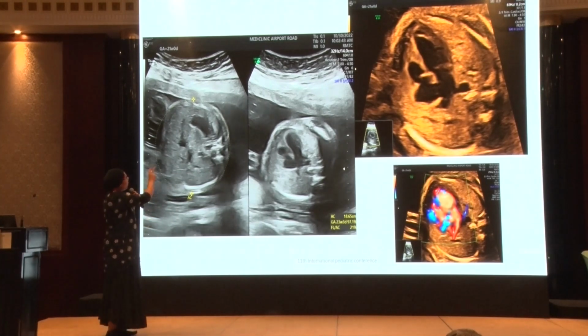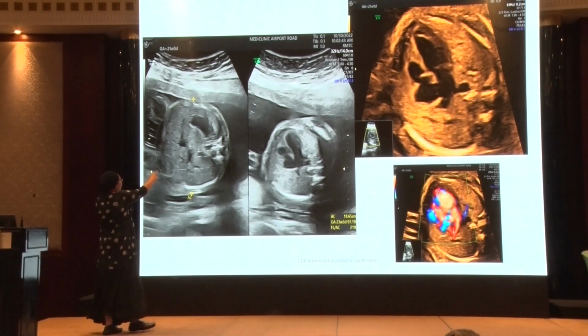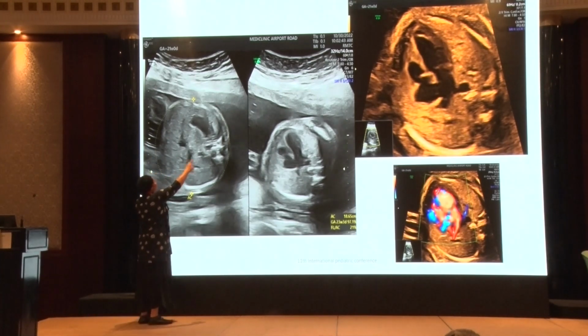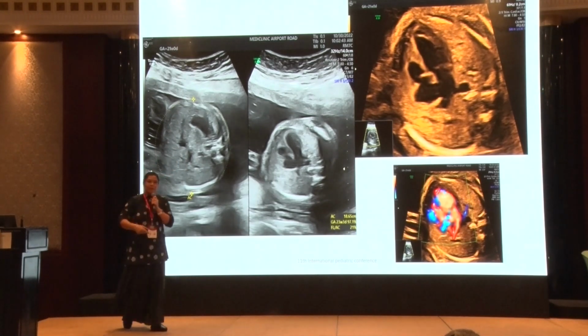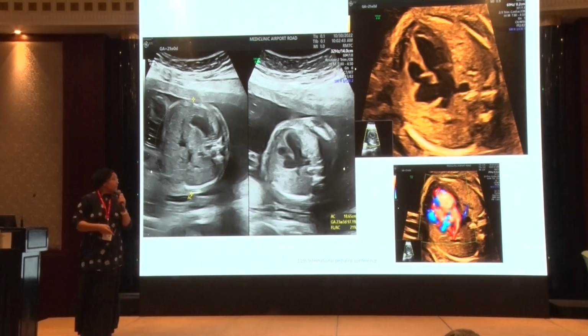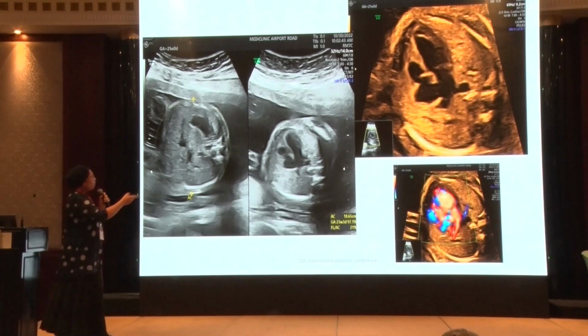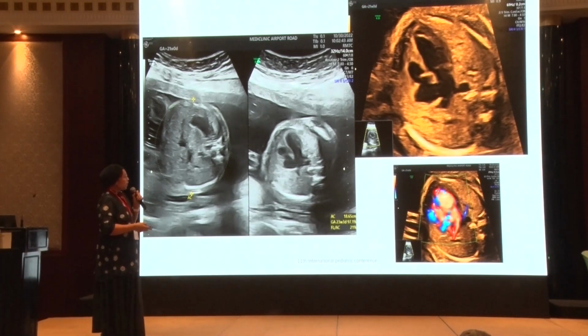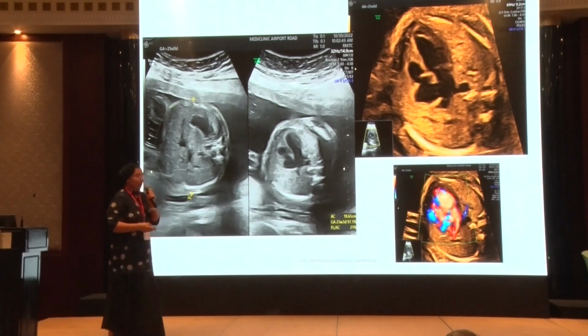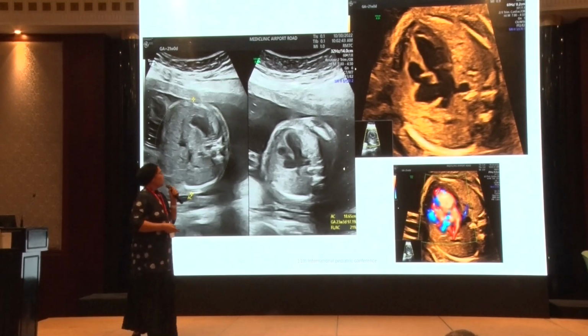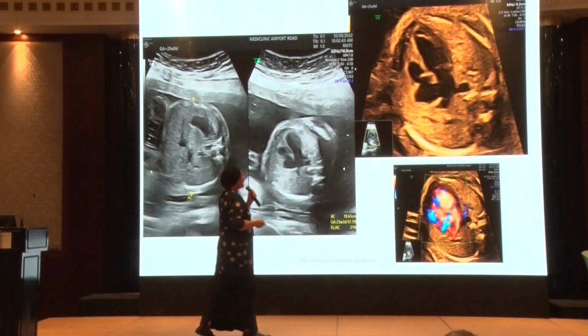So what I do normally when I put the situs image, I put the abdominal circumference and the 4-chamber view. Now this baby was in a breech presentation, and you can see the spine and the stomach are in the anti-clockwise direction. So this is a normal situs solitus. And look at the 4-chamber view. Any comment? Normal, abnormal? What is abnormal in that?